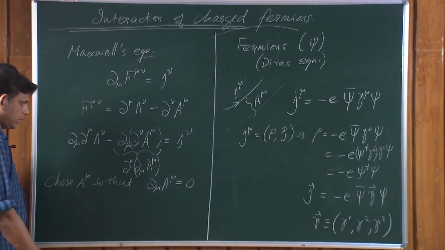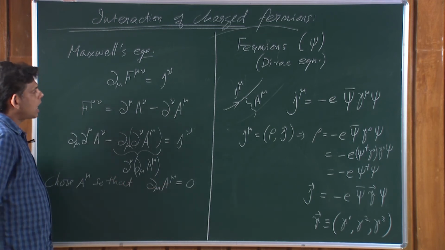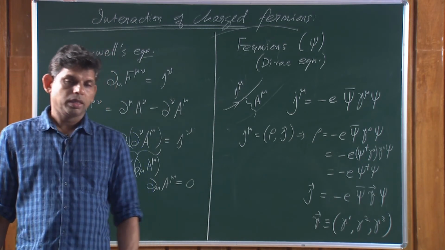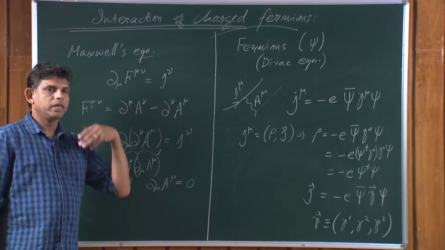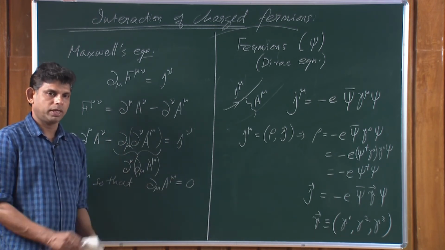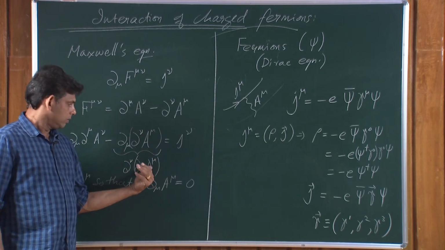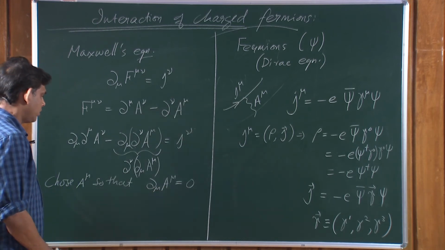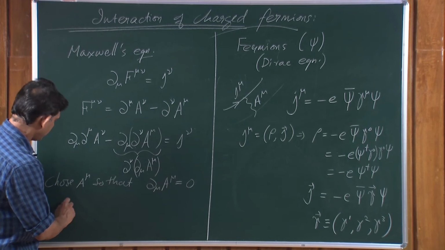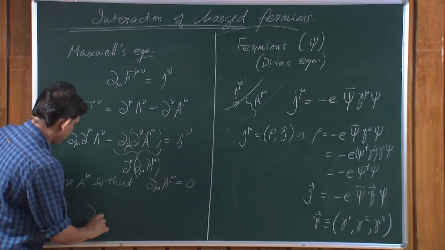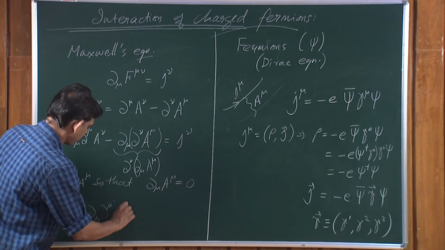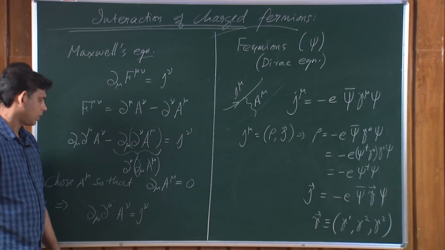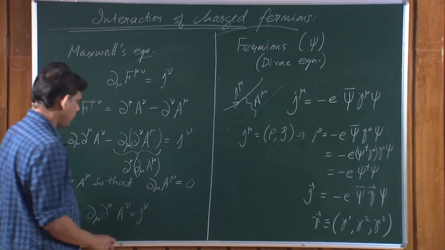This can be done always. You can choose A mu without changing any of the physics, meaning it is the same electric field. Any given photon, electromagnetic field can be represented by some A, which can always be written in terms of some divergence-less A. That will give you dou mu A nu equal to J nu, and this will give us a solution.